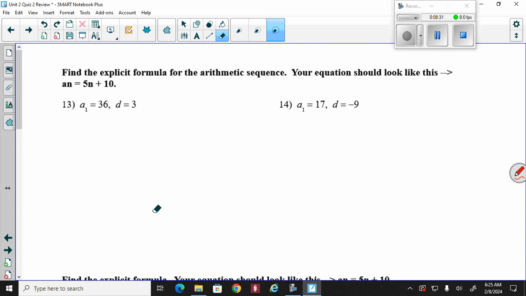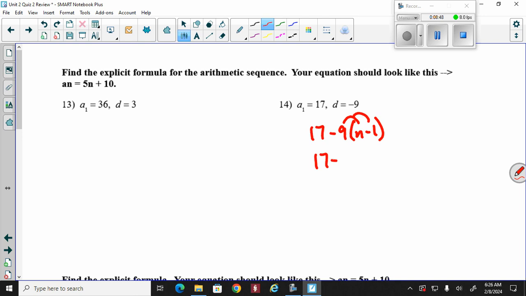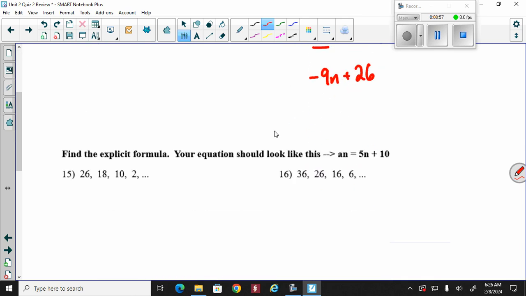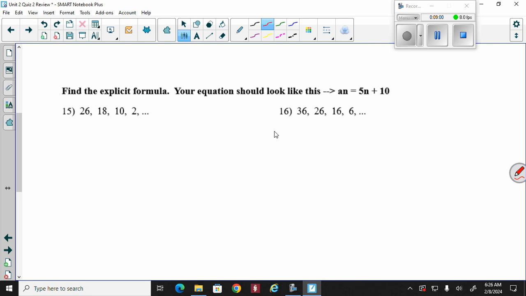All right. Question number 17. Let's see. Pause for the video. Oh, I thought I had the answers already. I didn't. All right. So let's see. It will be 17 minus 9 times n minus 1. Distribute. That becomes 17 minus 9n plus 9. Combine the first, combine the last. -9n plus 26. There we go. All right, find the explicit formula. All right, so again, same concept, guys. Do not just go, oh, okay, well, there's 26, and I am subtracting 8 every single time. So that's -8n plus 26. It's never that easy, guys.